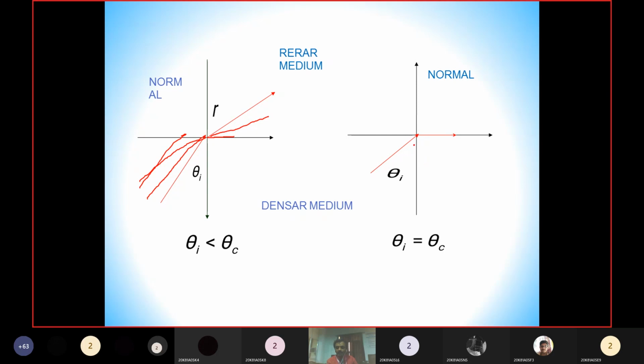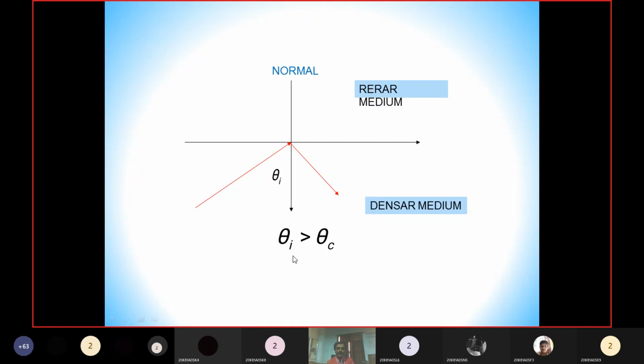At that angle, the refracted angle will become 90 degrees. That angle we call the critical angle. At which incident angle does the refracted angle become 90 degrees? That incident angle is called the critical angle. If the incident angle is greater than this critical angle, then only total internal reflection will take place.